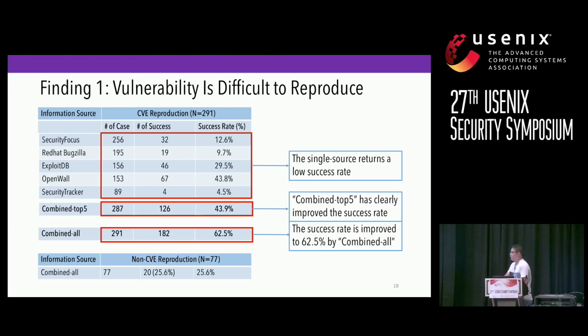And for vulnerabilities without CVE IDs, we only reproduced 20 cases. For those vulnerabilities, even if we combine all the CVE references, there are less than 20 cases with complete information. So we can infer that our default setting works very well in the reproduction.